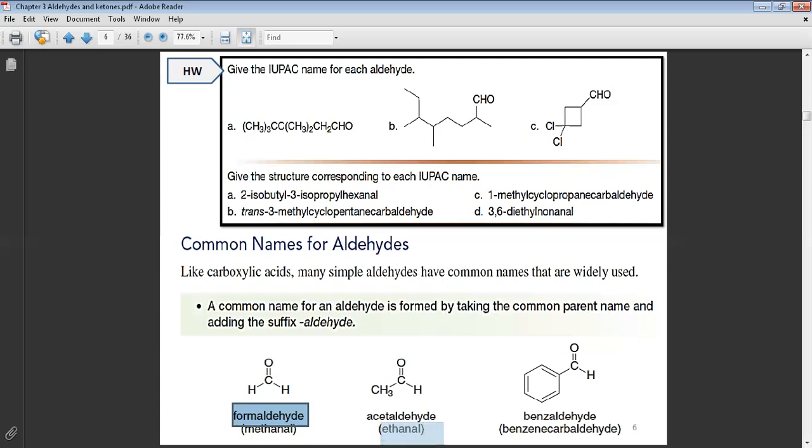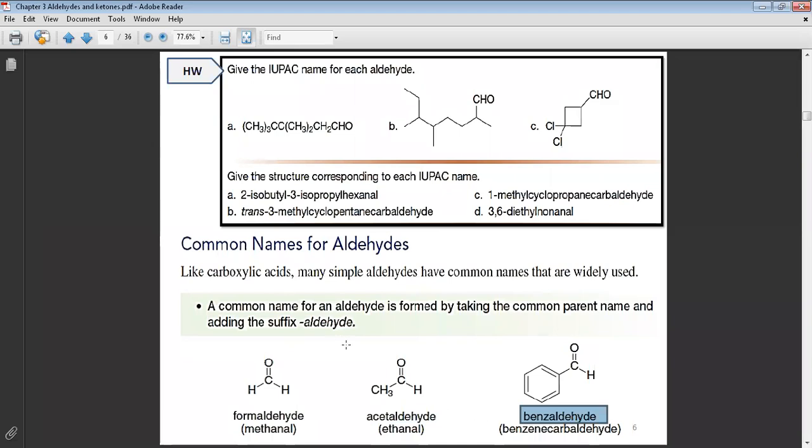This is ethanal, the IUPAC name. The commercial name is acetaldehyde. Why? It is coming from acetic acid. You know acetic acid, CH3COOH. It is coming from acetic acid, so we say acetaldehyde. And this will be benzene carbaldehyde. This benzene carbaldehyde will be benzaldehyde. This is the common name, benzaldehyde.